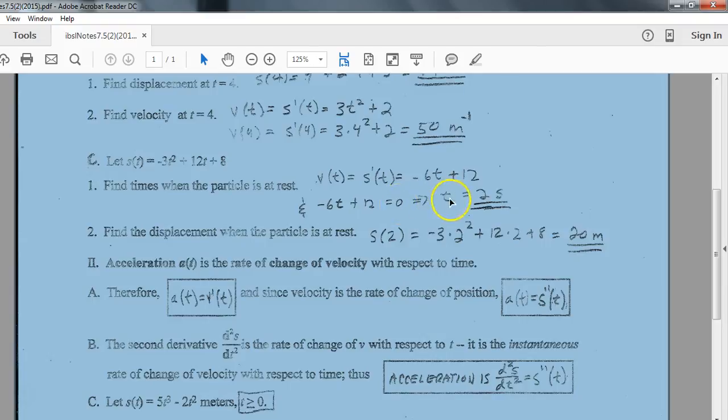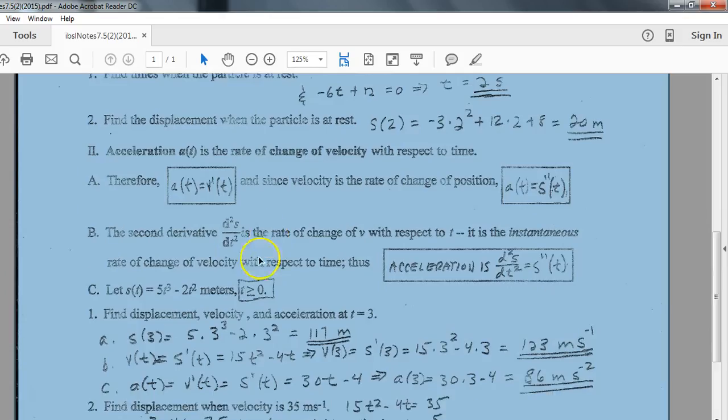And if I solve for time, I can see that that happened at 2 seconds. So now for the second part, when they say find the displacement when the particle is at rest, well, I know that occurred at 2 seconds. So if I go to my displacement function and sub in a 2 for time, I can see the distance that we were at, or the displacement at 2 seconds, and that's where it would have been at rest.